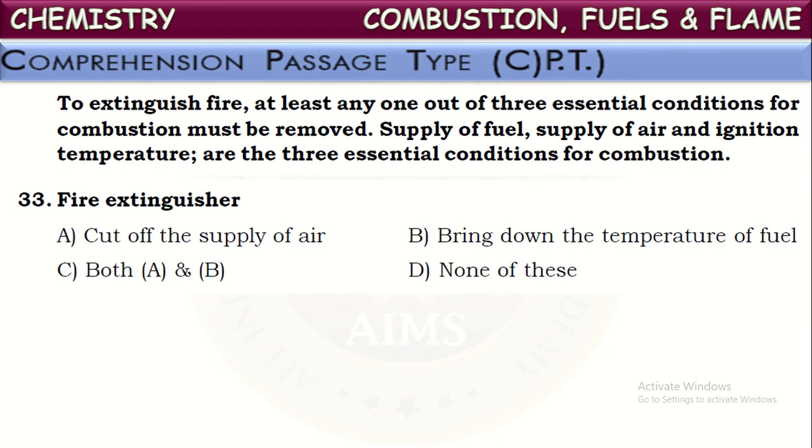Fire extinguisher cuts off... What is the work of this fire extinguisher? It cuts off the supply of air and brings down the temperature of the fuel. Actually, these two are the works of a fire extinguisher. By these two, fire can be put off. Okay, these two are correct. When a fire extinguisher is applied, it will form a blanket around the fire-causing material, and it cuts off the supply of air to that, and it even brings down the temperature of the fuel below its ignition temperature, so it won't catch fire further. So these two are correct.